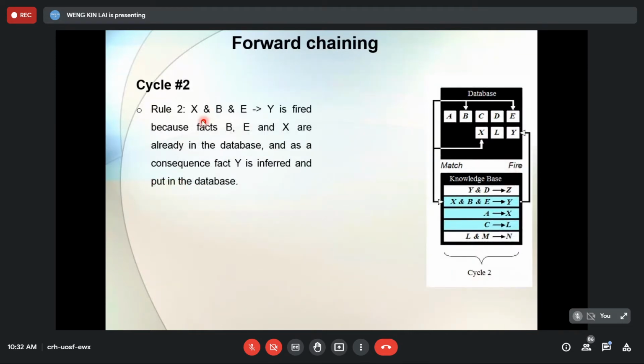Now, rule number two. If X is true and B is true and E is true, then Y is fired because your facts, your inputs B, E, and X are already in your database. So therefore, it's fired, and as a result, your fact Y is inferred true, and therefore the output Y will be introduced into your database. So you have A, B, C, D, E, X, L, Y as a result of that.